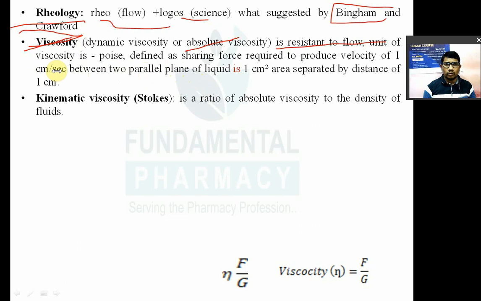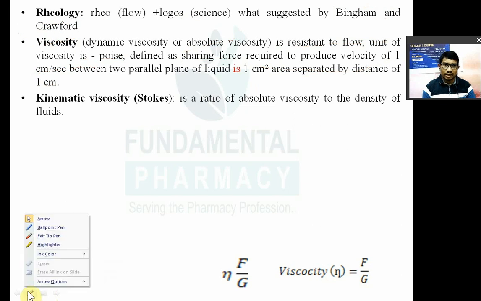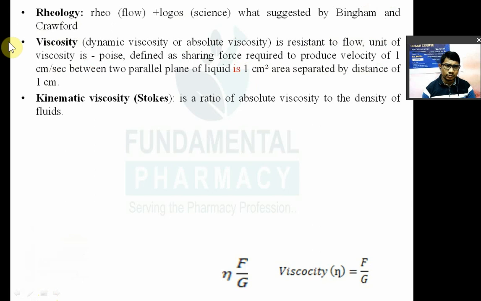So viscosity is the resistance to flow. The unit of viscosity is the poise, and 1 poise is equal to 10 raised to minus 2 centipoise. You have to remember this. Now what is viscosity? It is the shearing force required to produce a velocity of 1 centimeter per second between two parallel planes of liquid, each of 1 centimeter square area, separated by a distance of 1 centimeter. That is the definition of viscosity.